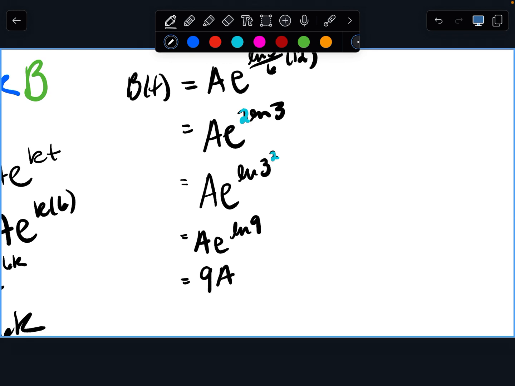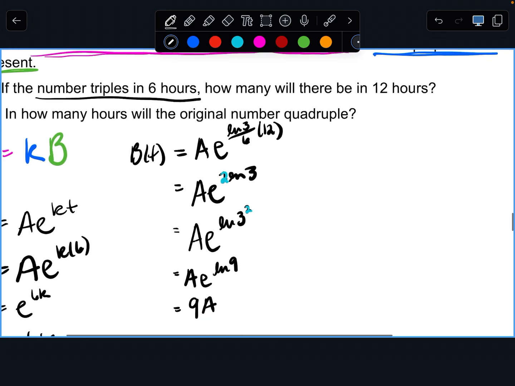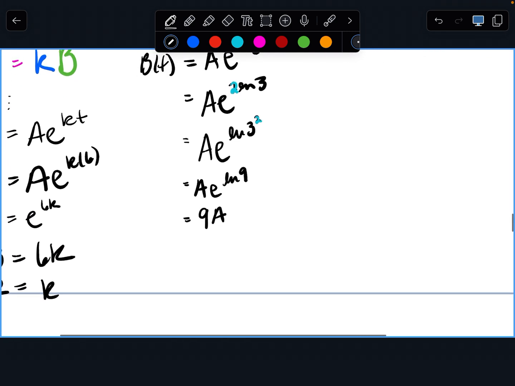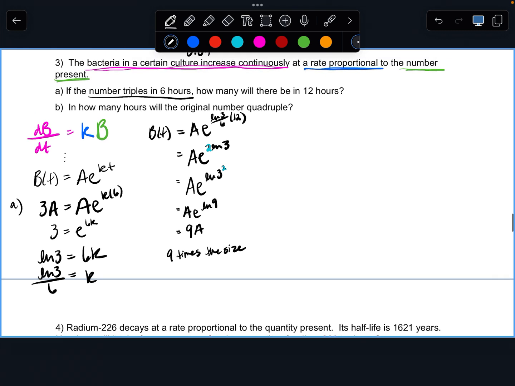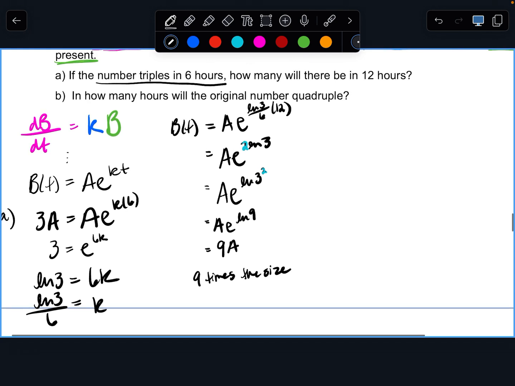And then this is all I could go to. So then I read the question, and it says, how many will there be in 12 hours? Well, A's like the initial, so I would just say 9 times the size. So it tripled in 6 hours, but in 12 hours, it would be 9 times the size. Woo! Bacteria growth, that's kind of disgusting.